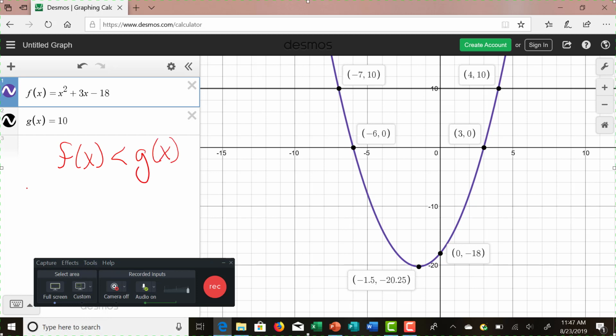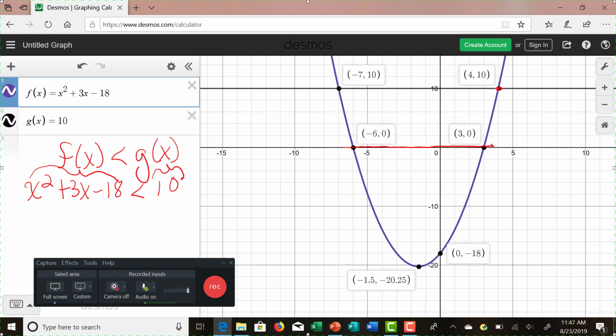That's the same as saying when is x squared plus 3x minus 18 less than 10, because this here is what f of x is and this here is what g of x is. So basically if we want to know when f of x is less than g of x, f of x is your quadratic here. If you look at this, we want to know when it's below, that's when it's less. And it's below starting right here and going all the way over to here.